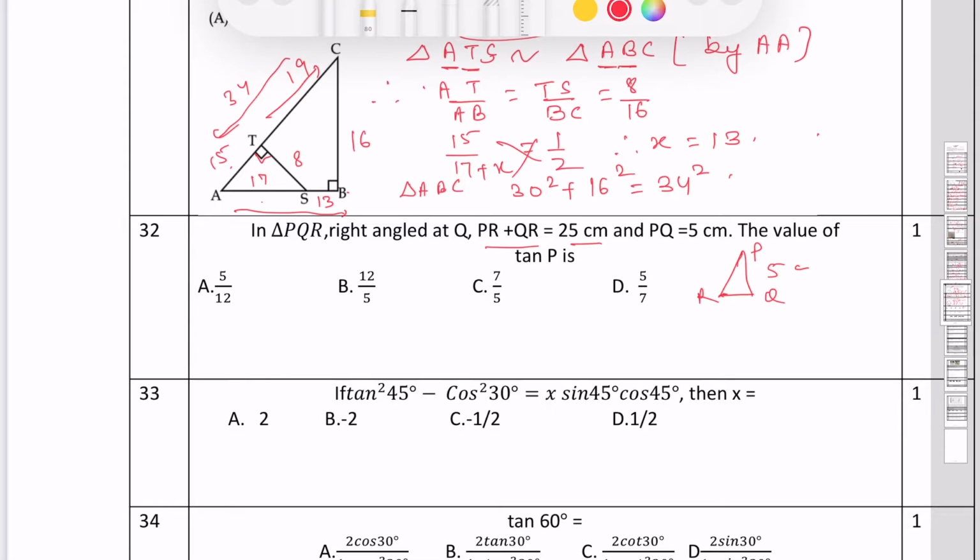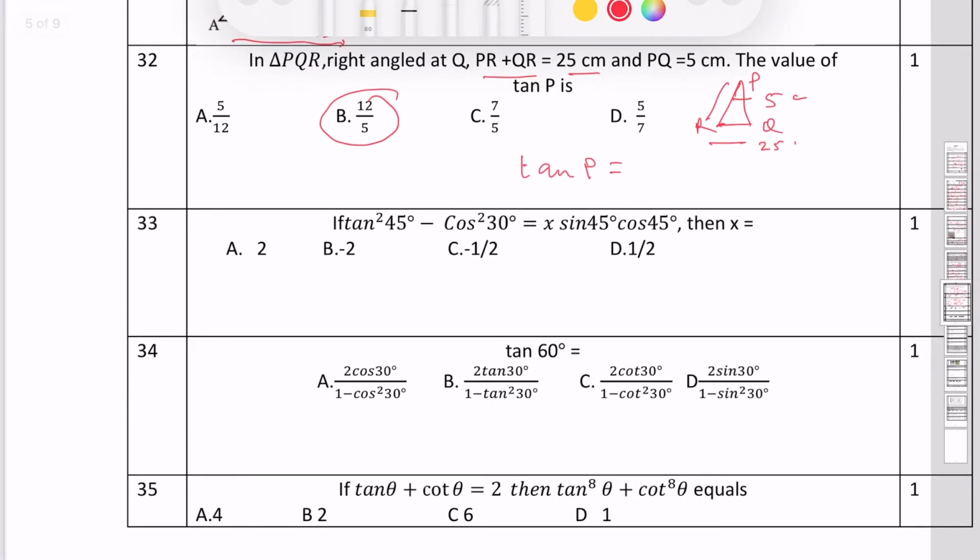PR plus QR is these two. If you are adding, it is 25. We have to find out the value of tan P. So tan P will be P by B, that is 12 by 5.